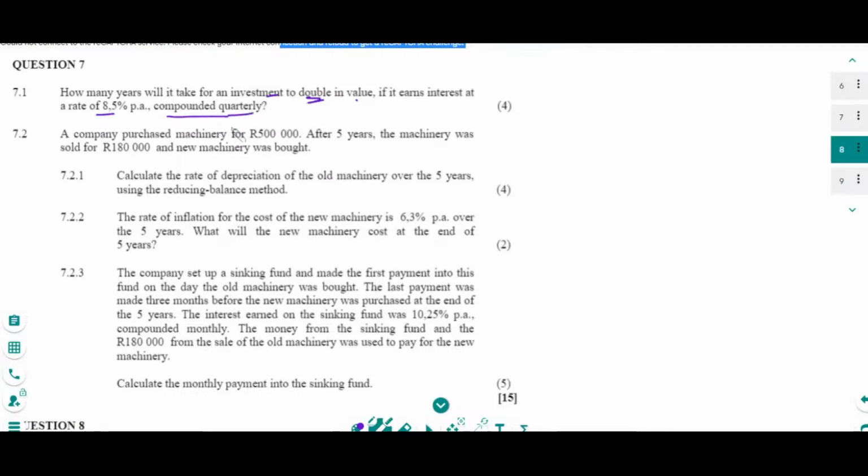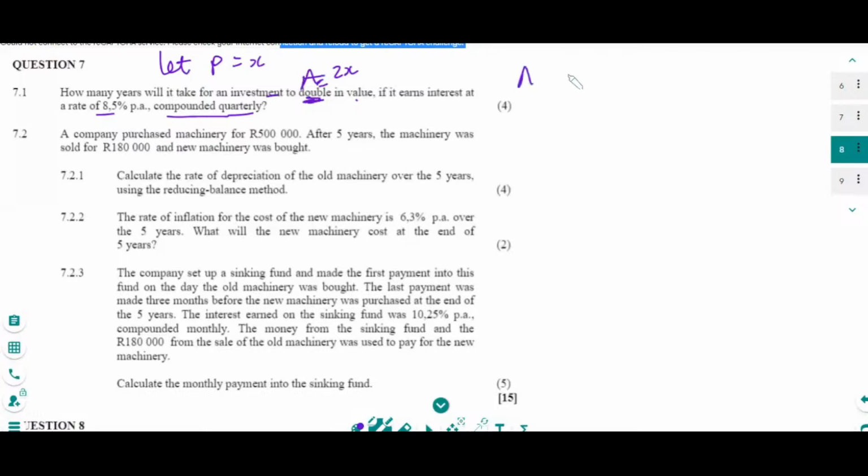Now we don't have any amount given, and this confuses learners in most cases: which value are we using? They don't understand this doubling thing. So in such a case, if no amount is given and they're talking about doubling or halving or anything of the sort, just let your initial value be x. So how many years will it take x to double? When it's doubling, it's going to become 2x, which means our A is 2x. And then we're good to go.